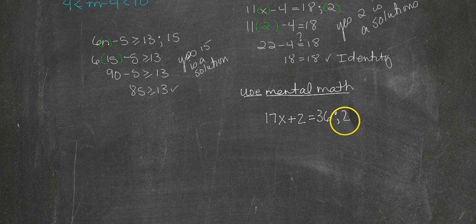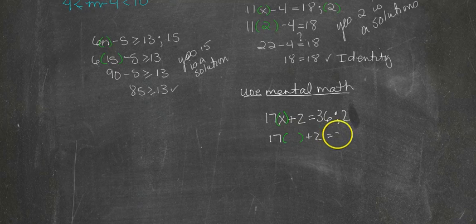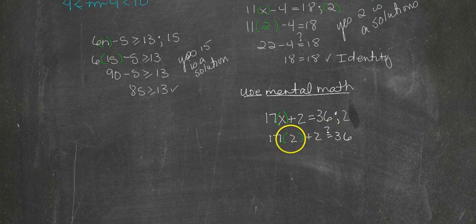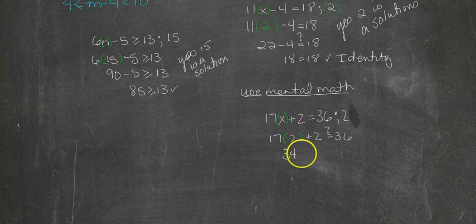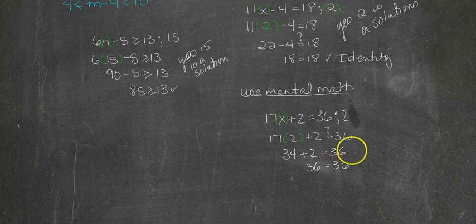And then you'll have to check your answer. So we have 17, because I'm substituting for the x value, plus 2 equals 36. 17 times 2, and we're not sure. We think we have the right answer, but we're testing. 17 times 2 is 34, plus 2 equals 36, and 36 equals 36. That means I got the right answer when I used mental math.